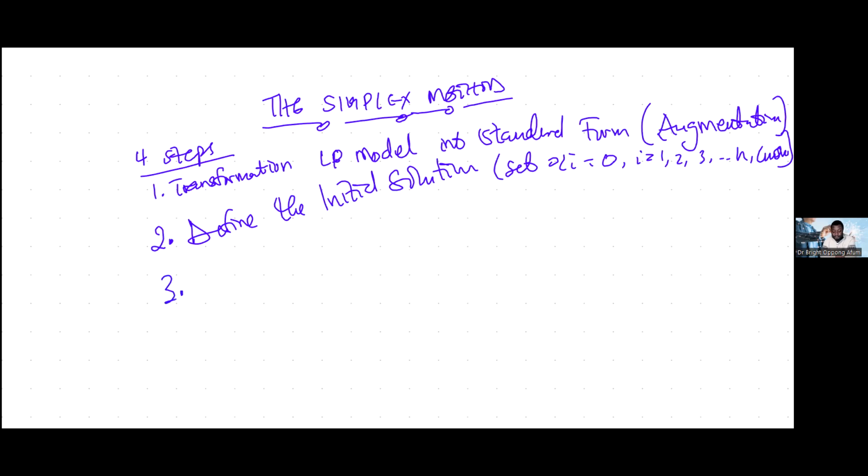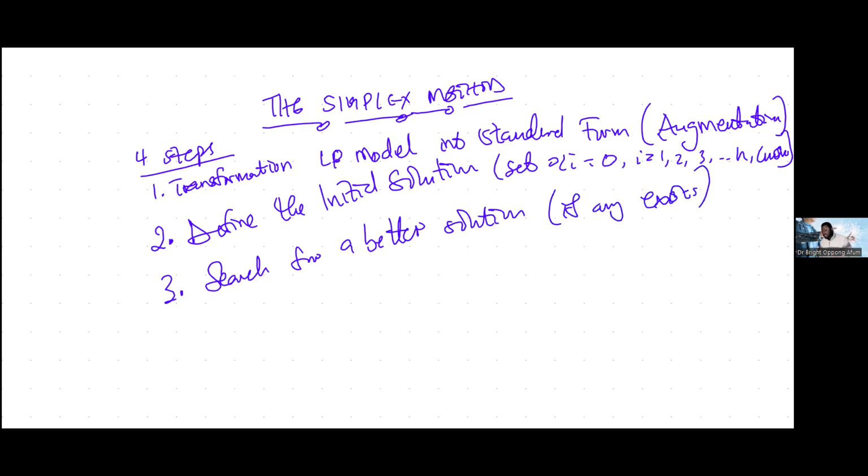Then the third step is that we now search for a better solution, if any exists. Sometimes none exists, and then you have to end it there. Your initial solution becomes your final solution. So we search for a better solution, and this aspect of the search is actually the main simplex method.